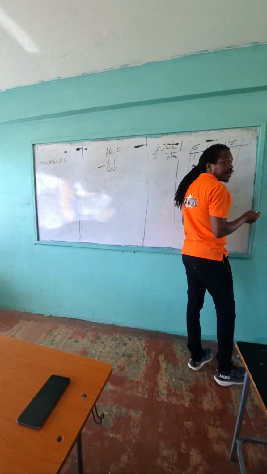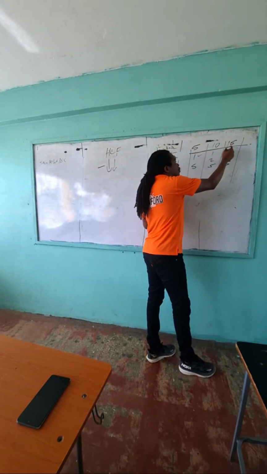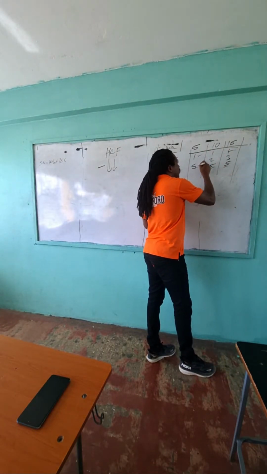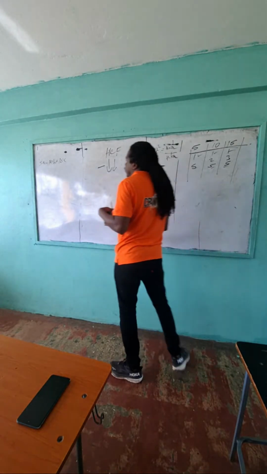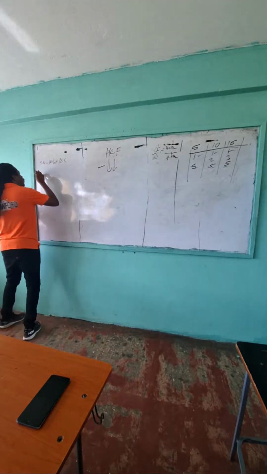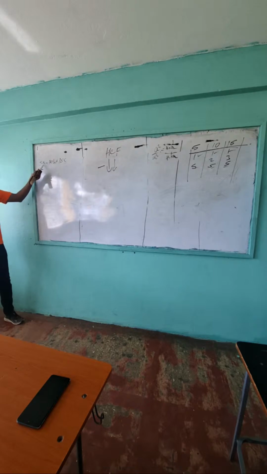Alright, now what are the common factors? Which one is the highest? 5. Is there any letter common? No, because this is A, this is B, this is C. So what do I do? Bracket.